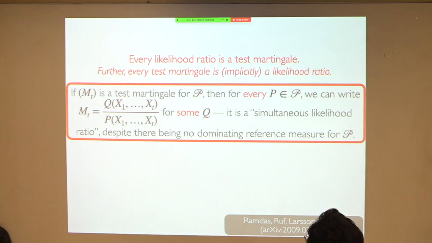Remember, a test martingale is a non-negative martingale with initial value 1. So if I have a composite test martingale, which means the same process M_t is a martingale under every distribution in script P, we saw that in the bounded mean testing example, then for every P, we can write M_t.